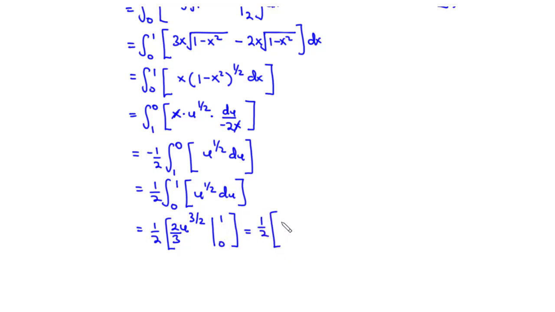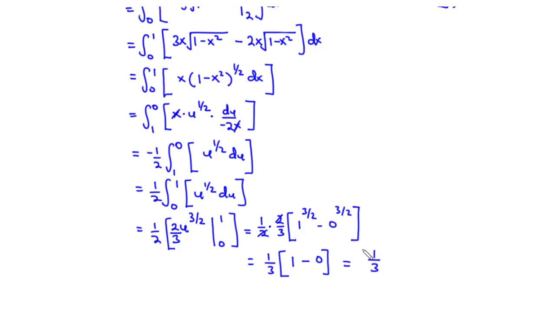Here you have 2 over 3 also as a constant, so we can also pull that one out. So you are going to have 2 over 3 also on the outside, and then you have u to the power 3 over 2, so 1 to the power 3 over 2 minus 0 to the power 3 over 2. 2 cancels out 2, we are left with 1 over 3. 1 to the power 3 over 2 is 1. 0 to the power 3 over 2 is also 0. So finally we have 1 over 3.